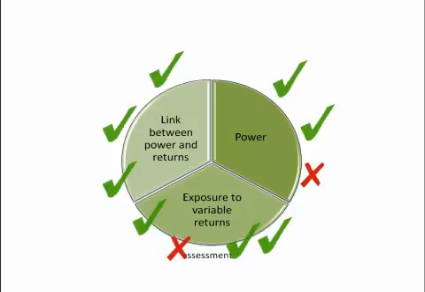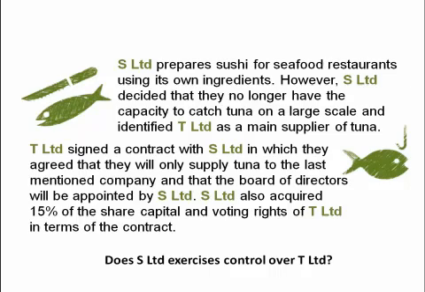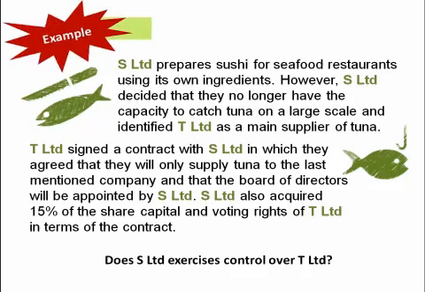The assessment of control is a continuous process. If the circumstances and facts indicate that there were changes to one or more of the three elements of control, the investor should consider if control over an investee was perhaps obtained or lost. So let's look at an example now.